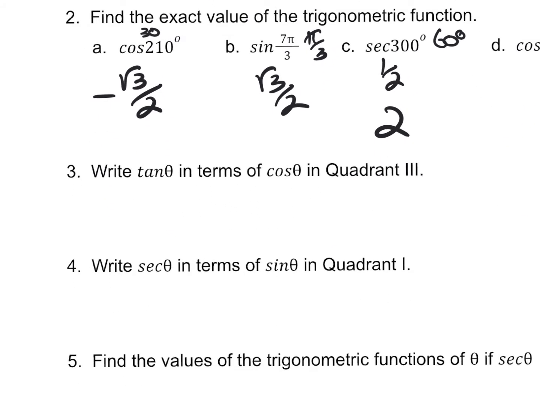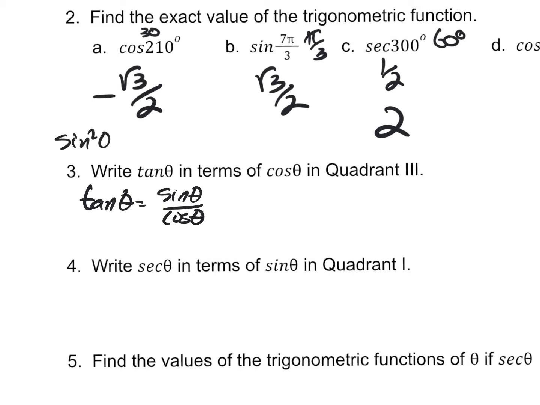Number 3, write tangent in terms of cosine, and it's in quadrant 3. Okay, so tangent is really a sine over cosine. So what I've got to do, I've got to write tangent in terms of only cosine without the sine. So what I remembered is this right here.